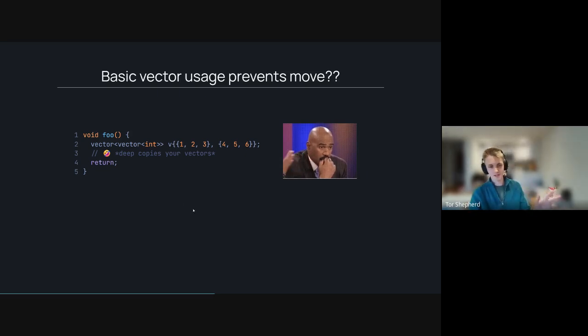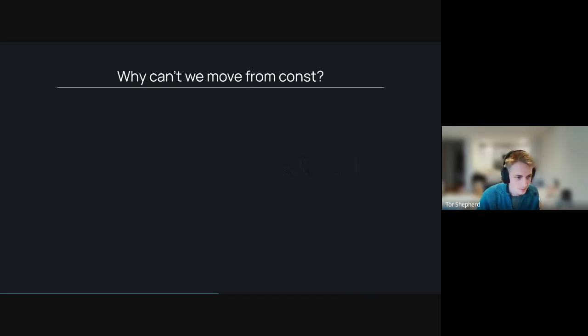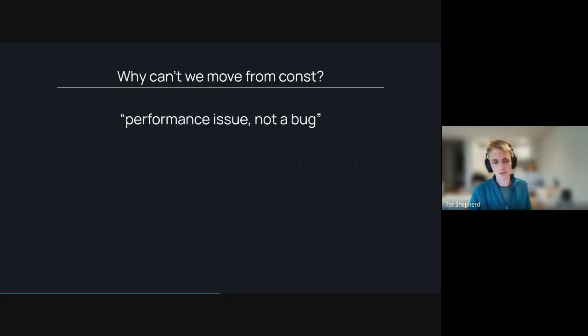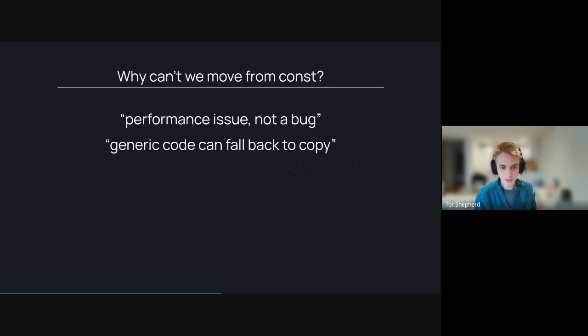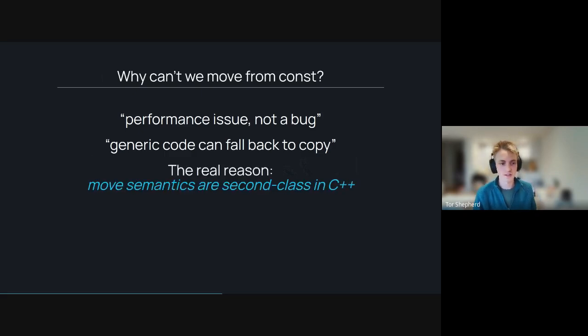So let's take a step back. Why can't we move from const, right? If you Google this, if you look on Stack Overflow, for instance, you'll get comments like, well, it's a performance issue. It's not a bug, right? Your program is technically correct, even if you copy in this case. Or, well, it's so that generic code can fall back to copy, right? If generic code were to just use move and it didn't compile with non-movable types, then that might not be so great. But I think the real reason is because move semantics are second-class citizens in C++.